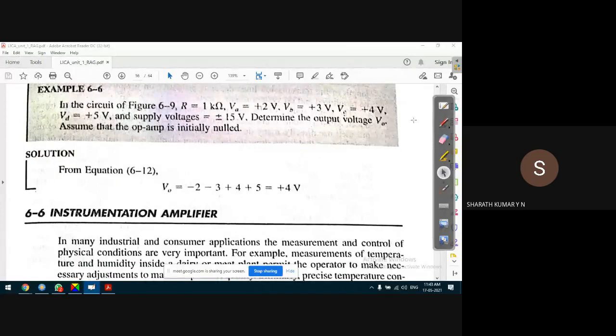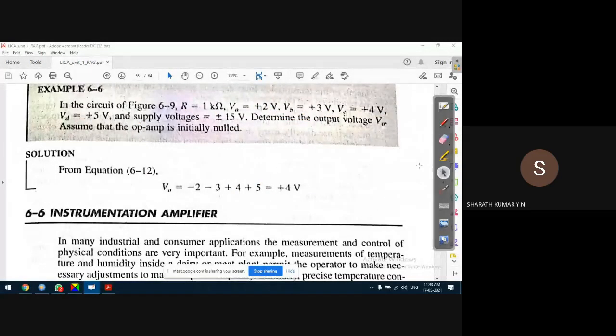Yes, so a small example. R is equal to 1 kilo ohm. VA is 2 volts. VB is 3 volts. This is very important: if not plus, we'll get the other way around. VC is plus 4 volts. VD is 5 volts. The supply voltage is plus or minus 15 volts. Determine the output voltage V0 for these values of the input voltages. Very simple, straight away we can obtain it. VA and VB are inverted and added to VC and VD. The output voltage is plus 4 volts.